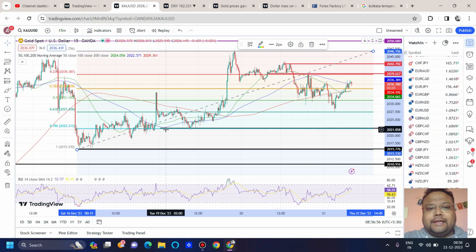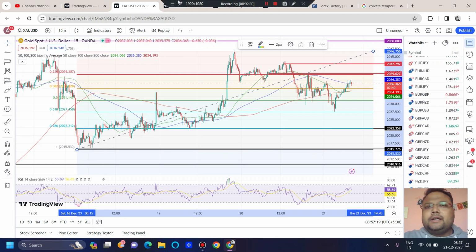So we are expecting that around 2022, because of Fibo 78.6 as well as previous support, the market will have some buyers around this area and we can definitely expect a buy. Then we have support on 2015. Why 2015? You can see when the market fell, this was the level from where the trend of the market reversed.